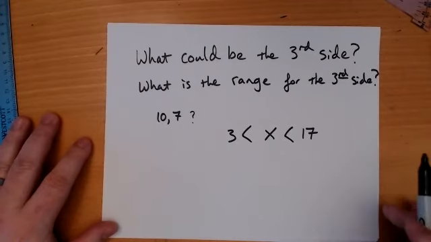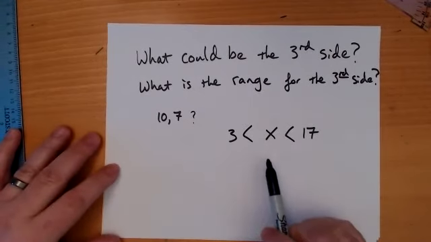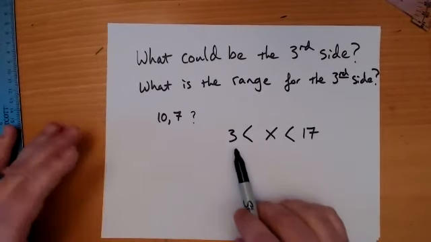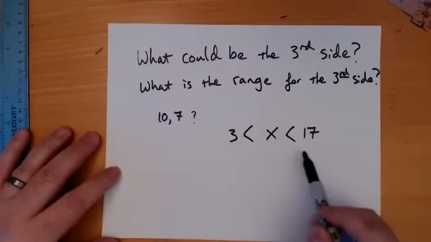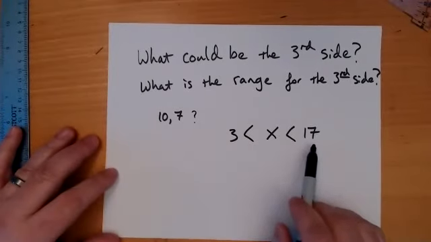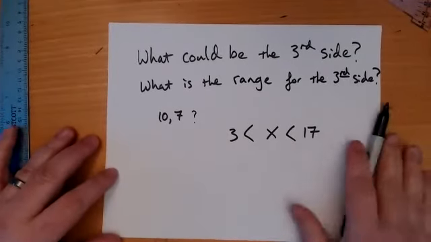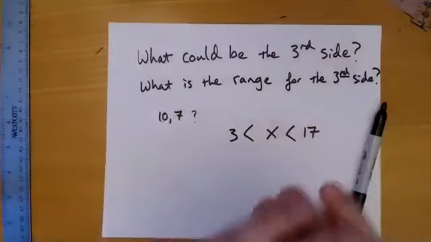That was really hard. It could be any number. It could be 3.1, it could be 5, it could be 10, it could be 6, it could be 16.99. It could be anything in between these two. And that's all they want you to write. That is all you do. You put that down and you are finished.